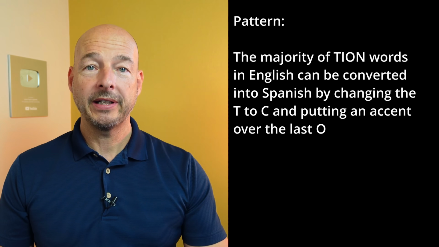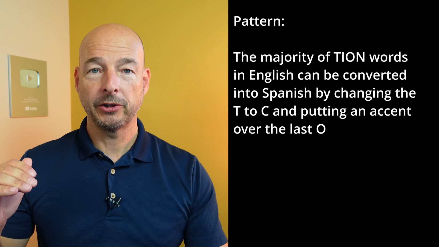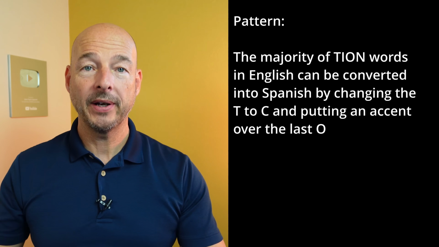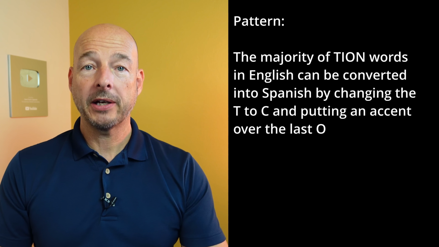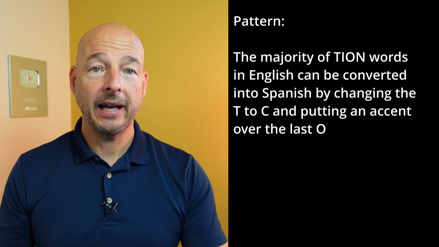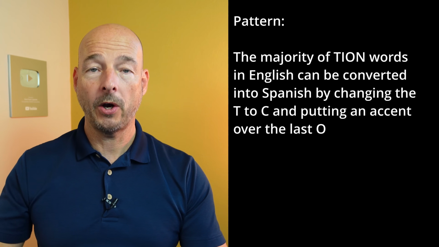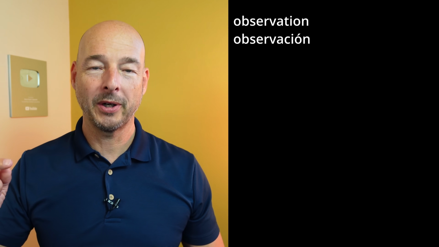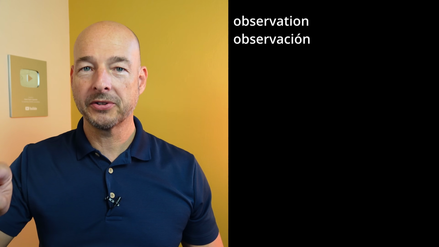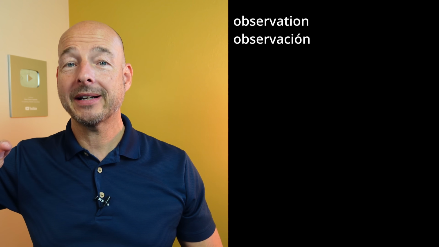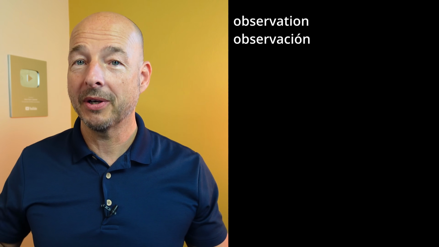The vast majority of tion words in English, and that's the ones ending in tion, can be converted into Spanish by changing the T to a C and adding an accent over the O. Observation becomes observación. It's almost the same, but it doesn't sound the same, right? And that's just because I'm pronouncing the vowels differently. But when you look at it, I just changed that T to a C, I put an accent over the O, and now we have a Spanish word. Amazing, right? It's a pattern.